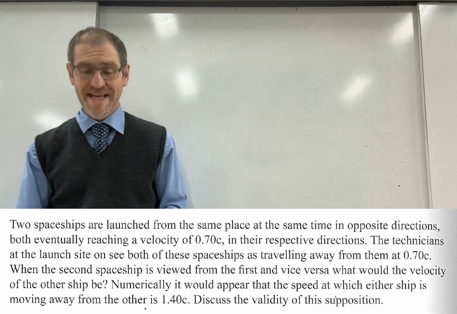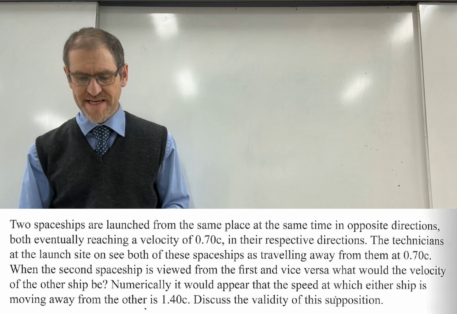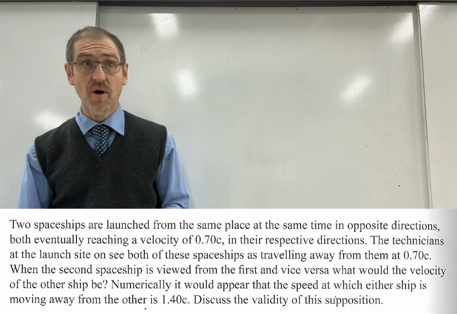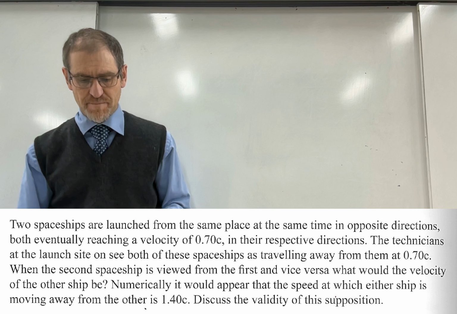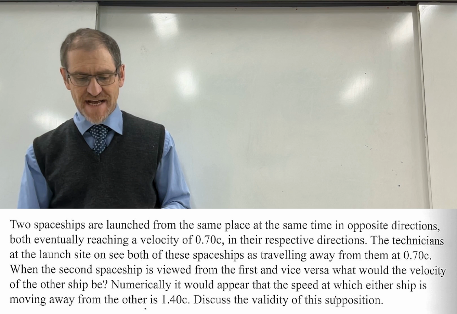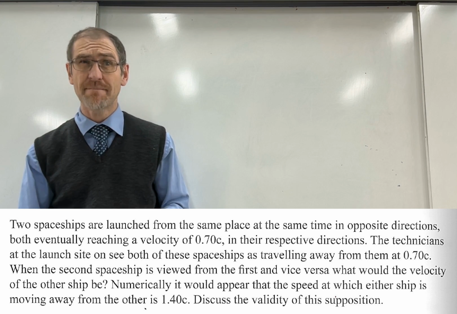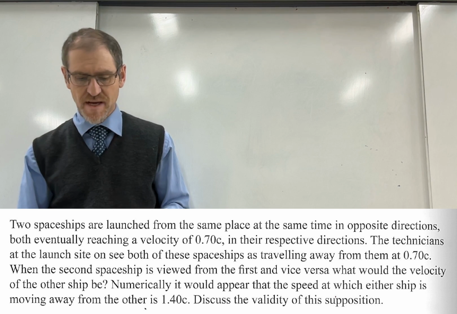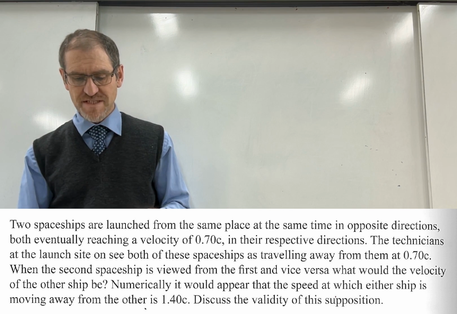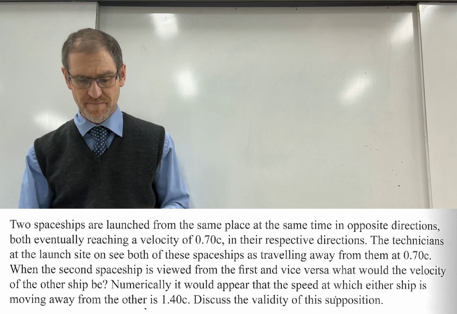Hi everyone, recently I got asked this question. Two spaceships are launched from the same place at the same time in opposite directions, both eventually reaching a velocity of 0.7 c in their respective directions. The technicians at the launch site see both of these spaceships to be traveling away from themselves at 0.7 c in opposite directions. When the second spaceship is viewed from the first, and also vice versa, what would the velocity of the other ship be?